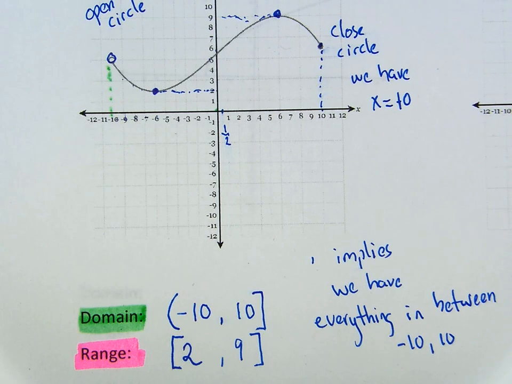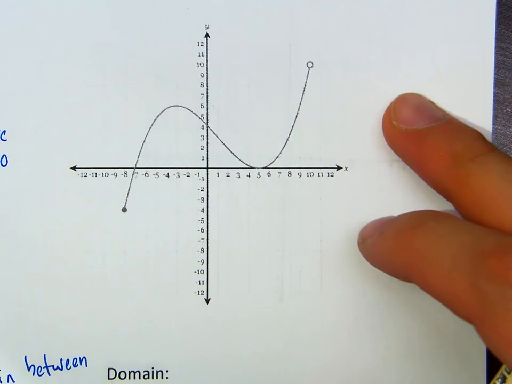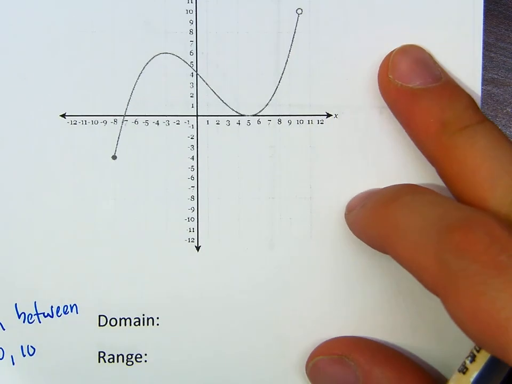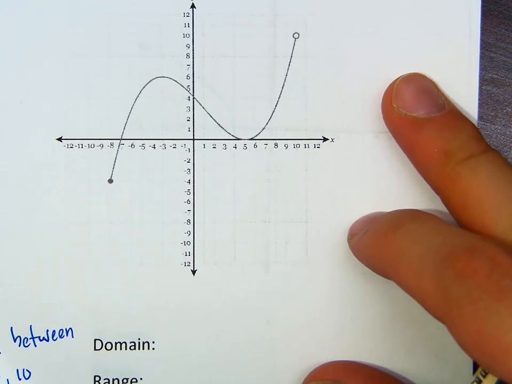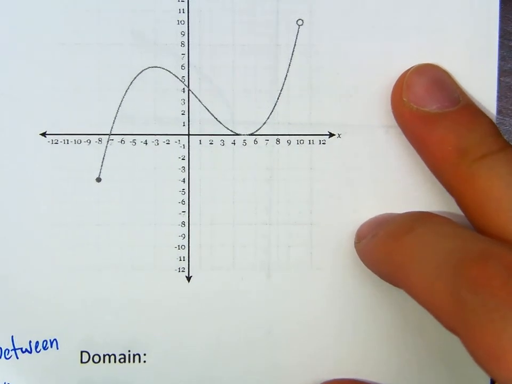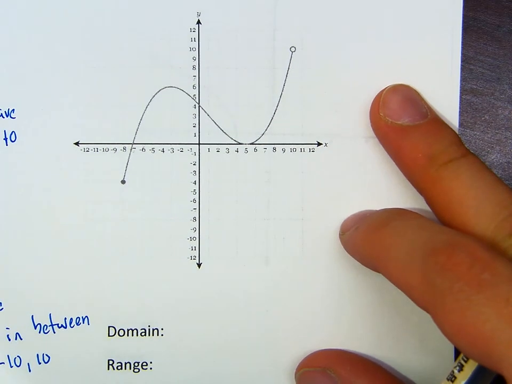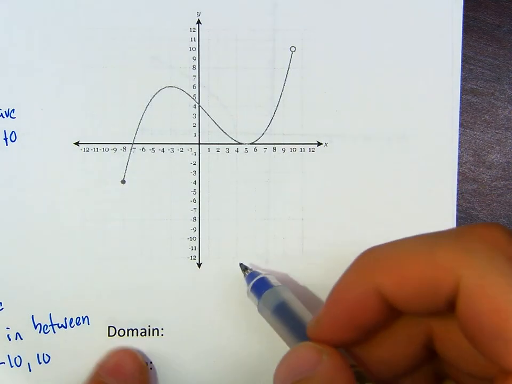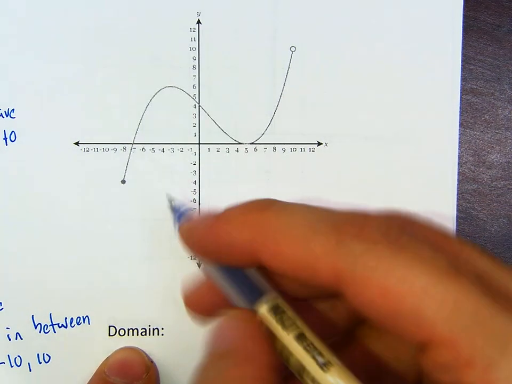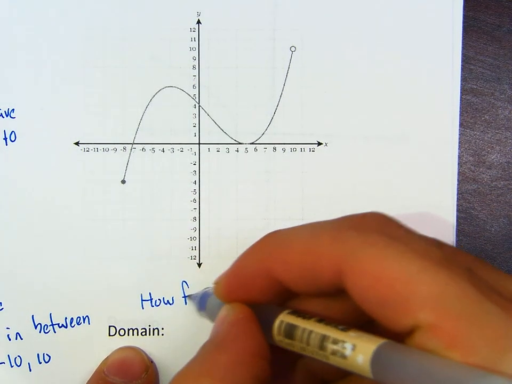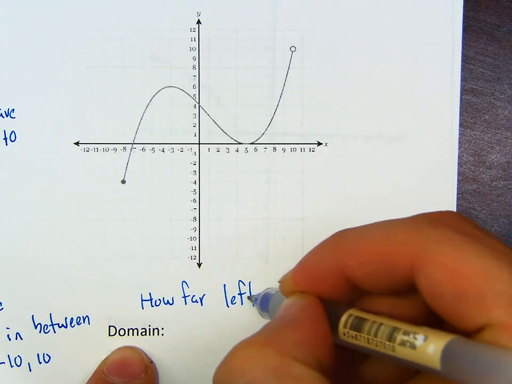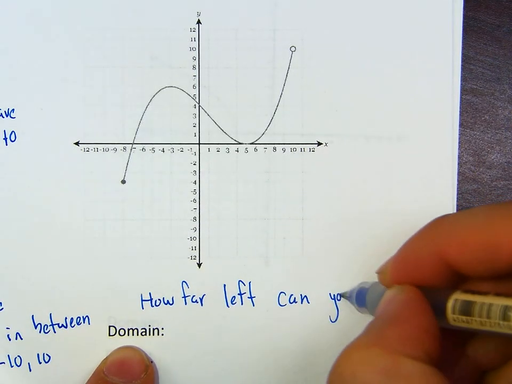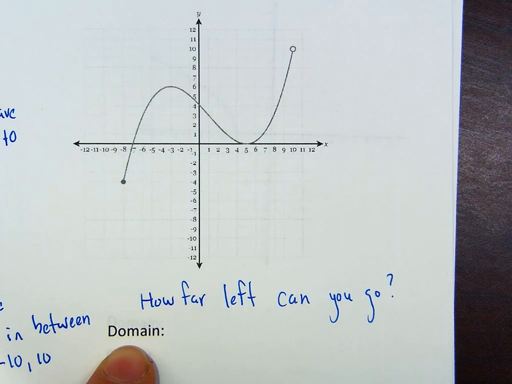What I want you to do is try to do the next one by yourself. What is the domain and range of this graph? Pause the video and try to do it by yourself. Okay, so let's say you paused the video and now you're trying to do it. Let's take a look. Domain: how far left can you go? That's the question you ask first.